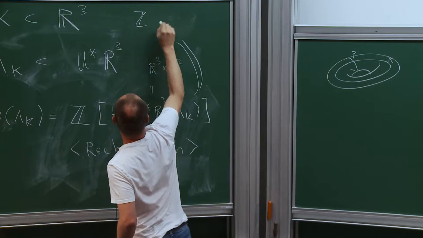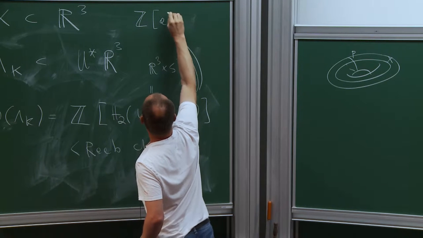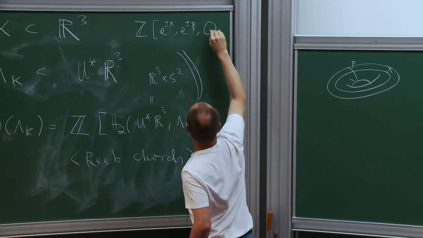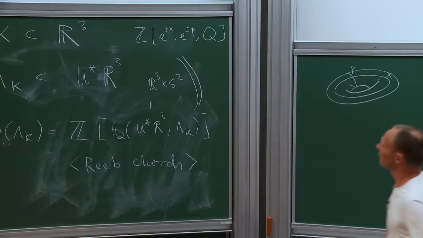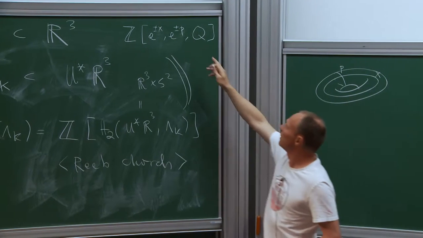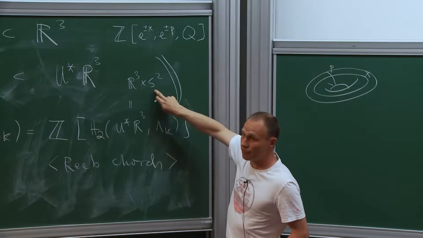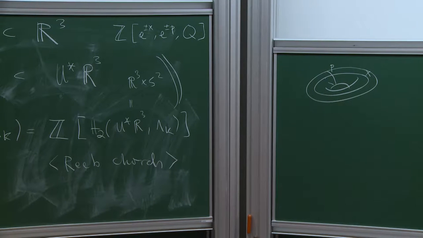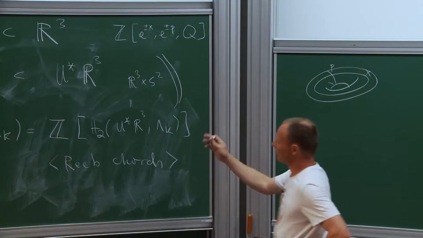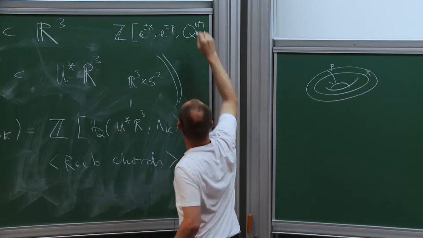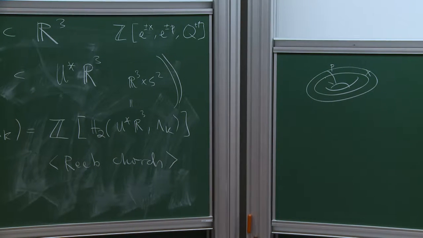And so the coefficient ring, I'll write it up here, is equal to the polynomial ring on three variables, e to the x, e to the p, and then the last one, q. You can think of it as e to the t. But q is related to the S2 factor, and x and p are related to the longitude and meridian on the conormal torus. You haven't written plus minus one on the Q? Yeah, I should. Thank you. Okay.